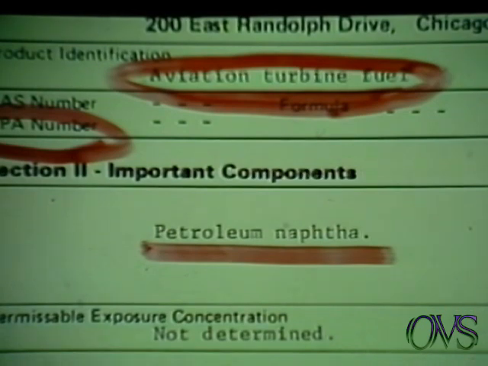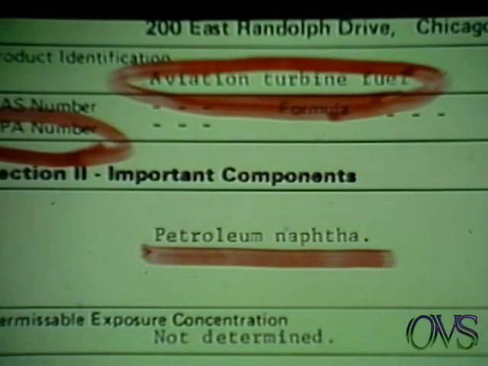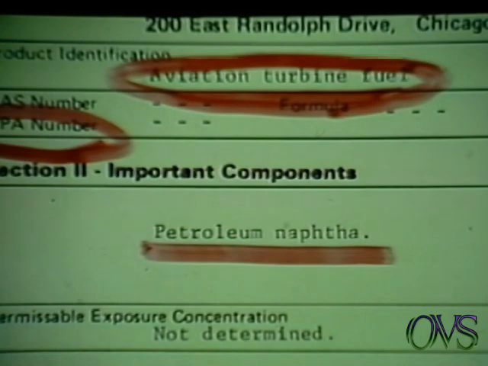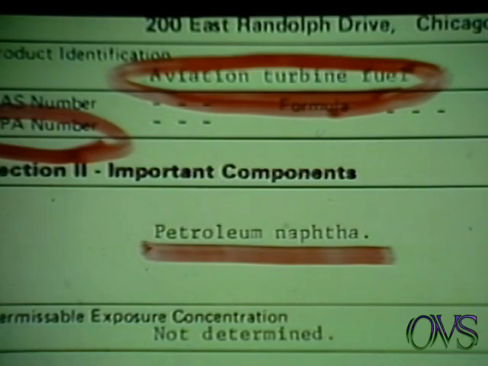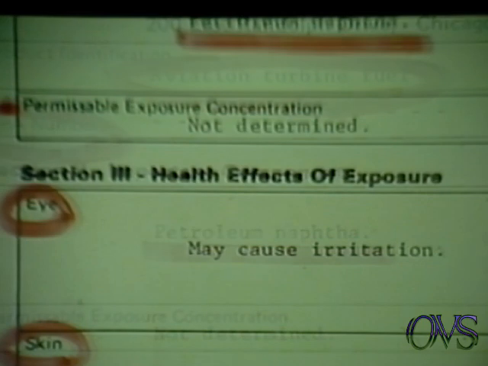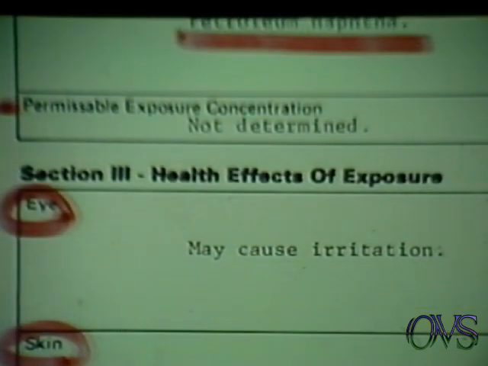While no permissible exposure concentration has been determined for JP4, an MSDS for another material may show a threshold limit value, or TLV. The TLV is any limit, established or estimated, at which the concentration of the material may present a hazard. A very important section of the MSDS covers health effects of exposure to the material.